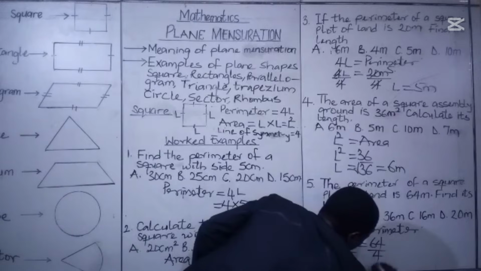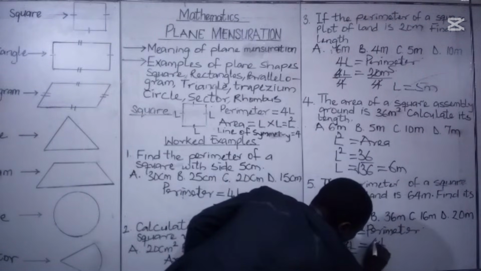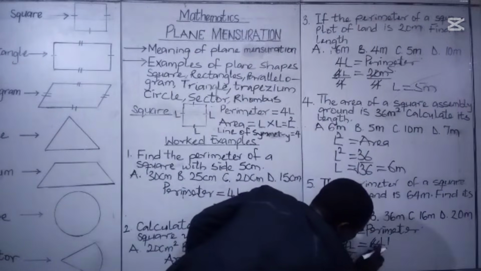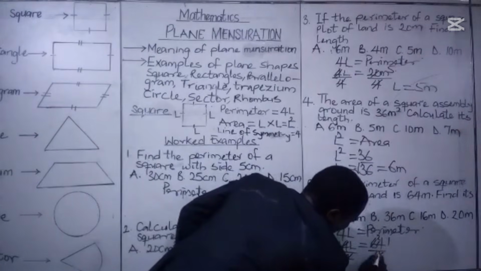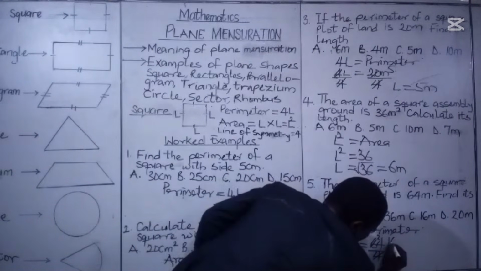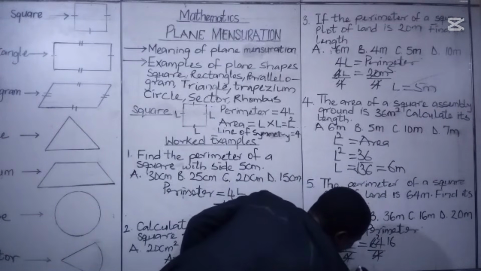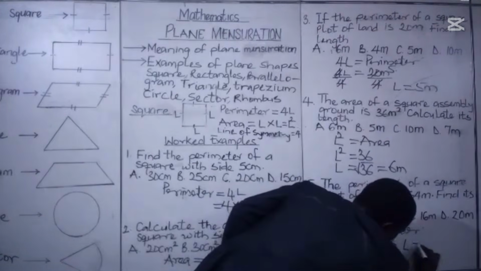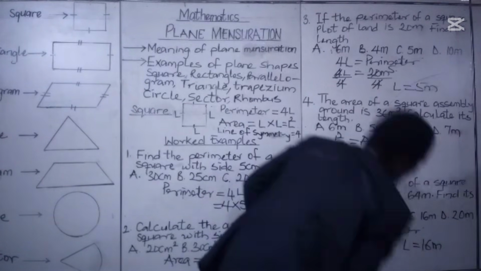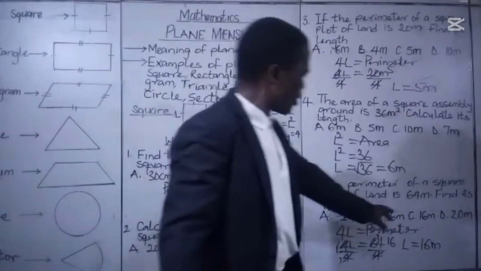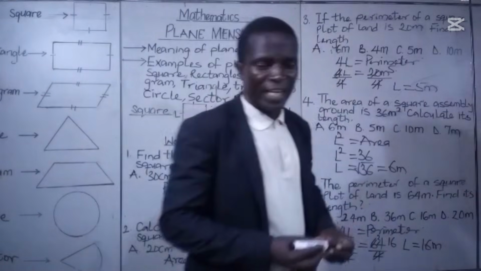As we divide both sides by 4, we have 4 here, cancel this one. Then 4 goes in 6 once. It remains 2. Then 2 with 4 becomes 24. 4 goes in 24 six times. So altogether we have 16. That is to say, L, which is the length, is going to be equal to 16 meters. So the appropriate option is option C. I want to believe it's very clear.